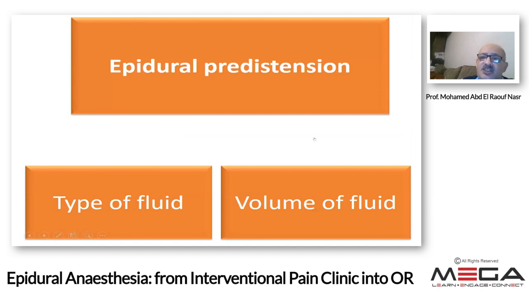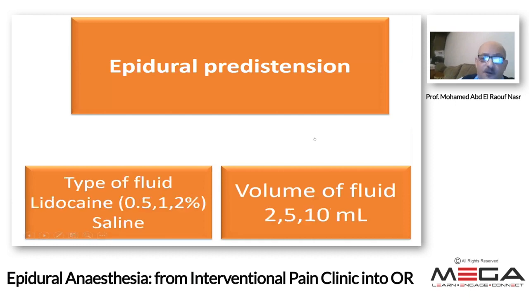So predistension, I actually believe it is good. But two things are important: which fluid are you going to use, and which volume? In the literature, you can use from lidocaine 2% down to lidocaine 0%, I mean saline. And the volumes are usually 2, 5, or 10 milliliters, and in rare cases 20 milliliters.